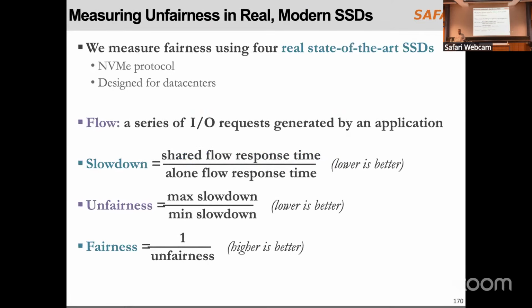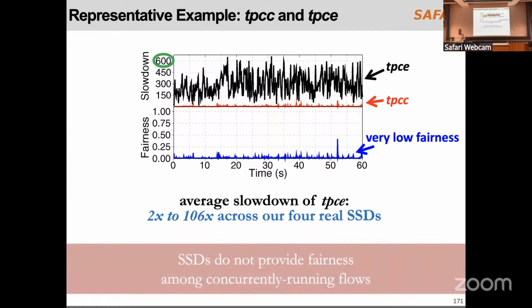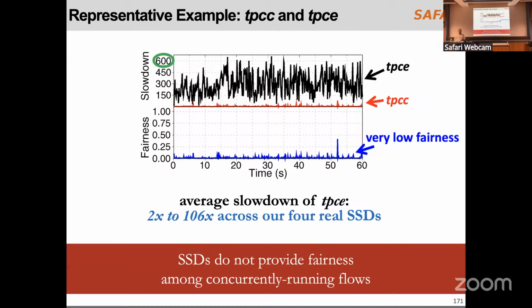For that, we used real studies. We ran 2 applications on modern SSDs, and we observe that one application can slow down much more compared to another one, which is a fairness issue. I'm going relatively quickly because we discussed all of this before in the memory controller lecture.